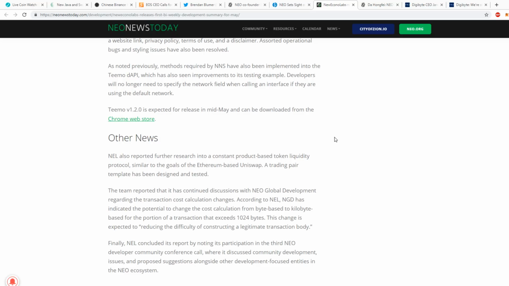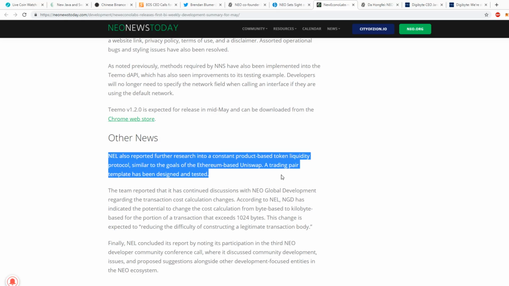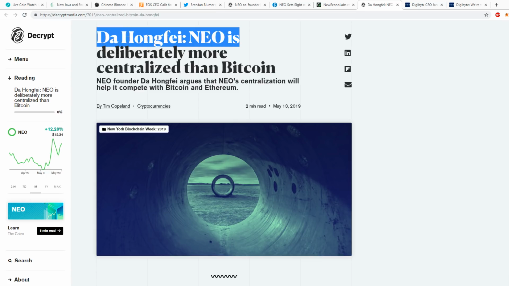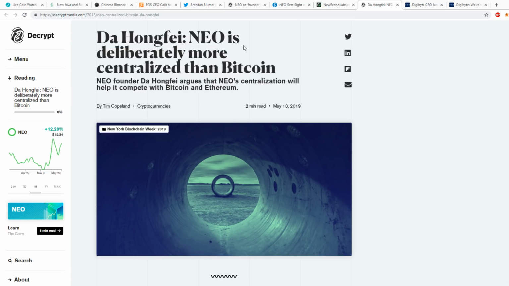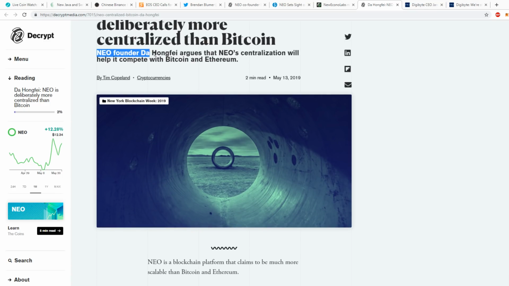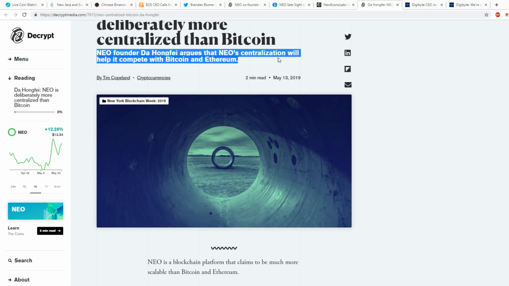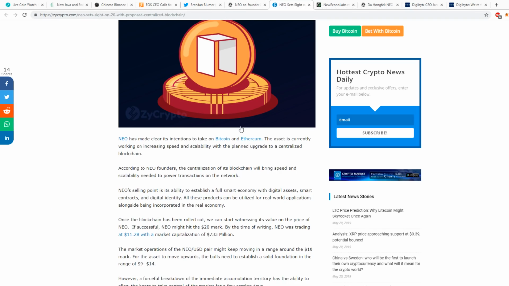The rest here is not that interesting. This part is a little bit, but not too much. Da Hongfei: NEO is deliberately more centralized than Bitcoin, and we know that. We already discussed that a few times. We know why. We know how. The only question is, what is better? NEO founder Da Hongfei argues that NEO's centralization will help it compete with Bitcoin and Ethereum because it is different, but that also makes it faster and more scalable, as we can see in the beginning here.